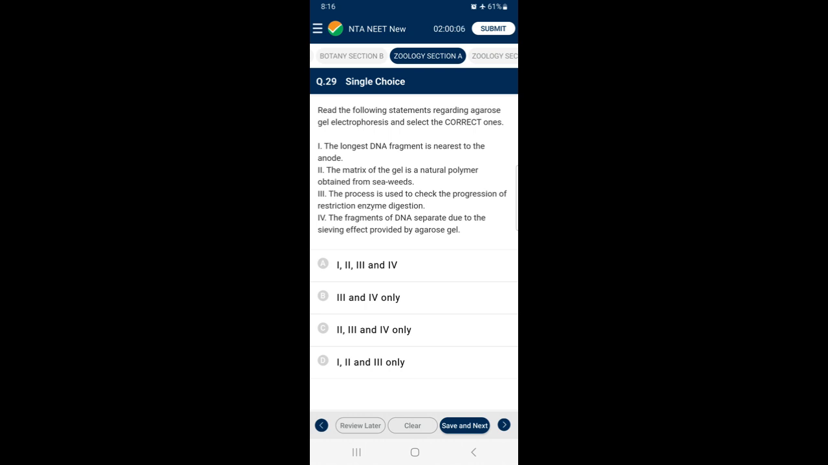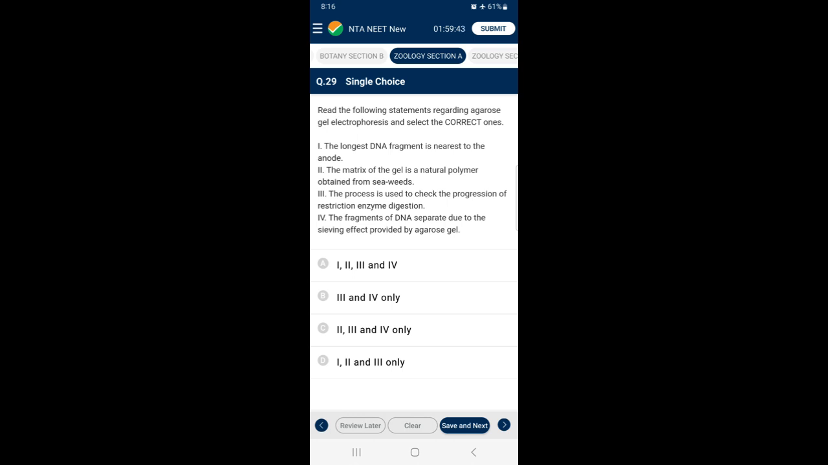Question number 29. Read the following statements regarding agarose gel electrophoresis and select the correct one. From the given statements, statement 1: the longest DNA fragment is nearest to the anode.